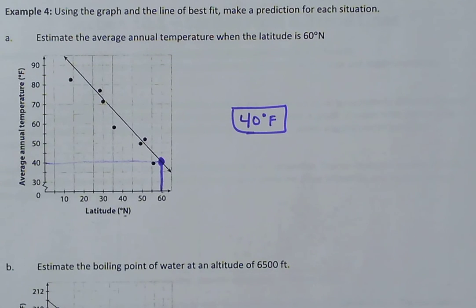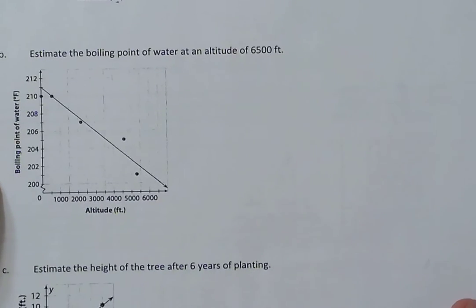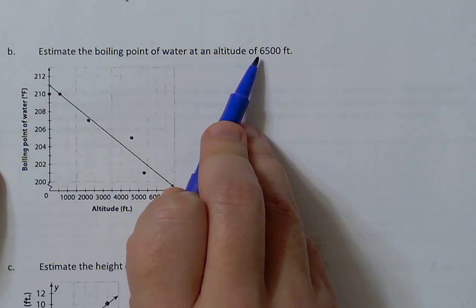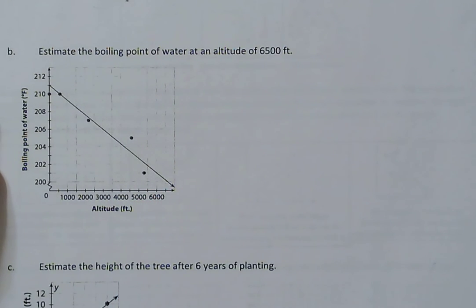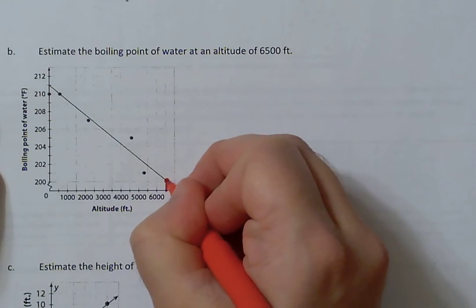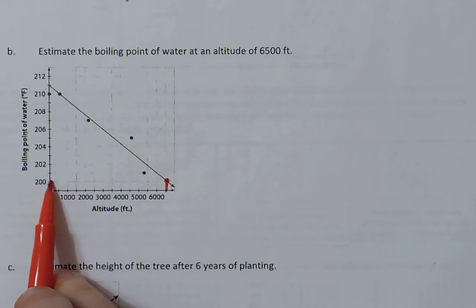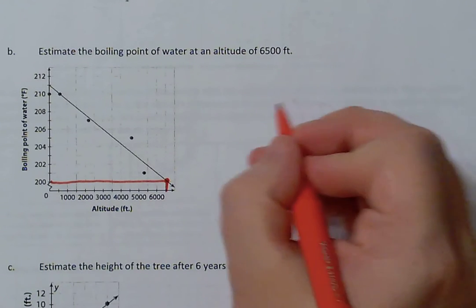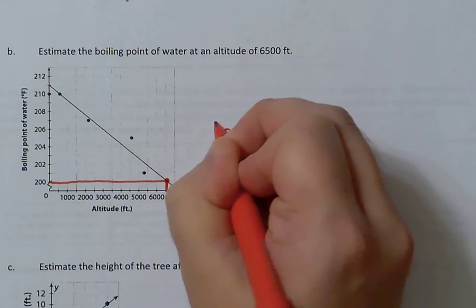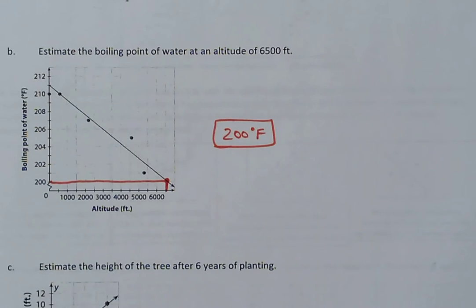So if we do that for part B, it wants us to estimate the boiling point of water at an altitude of 6,500 feet. So if we go to the altitude of 6,500 feet, it's going to be right here. So that's going to hit the graph right about there. If we go across, it's going to be at about 200 degrees Fahrenheit. So the boiling point of water at an altitude of 6,500 feet is 200 degrees Fahrenheit.